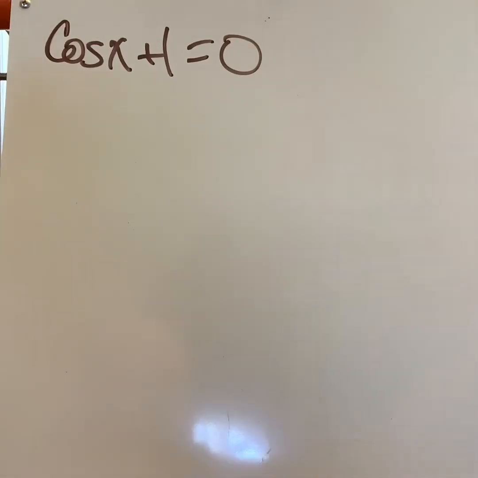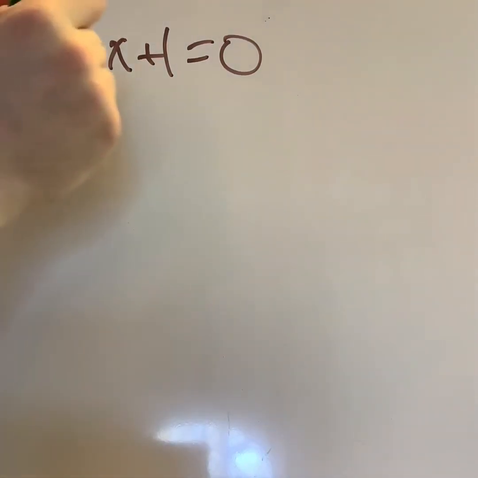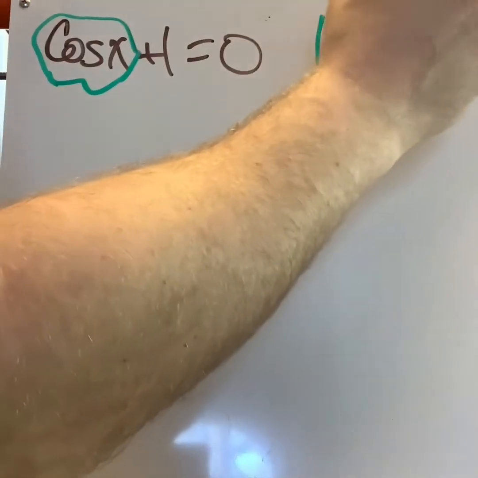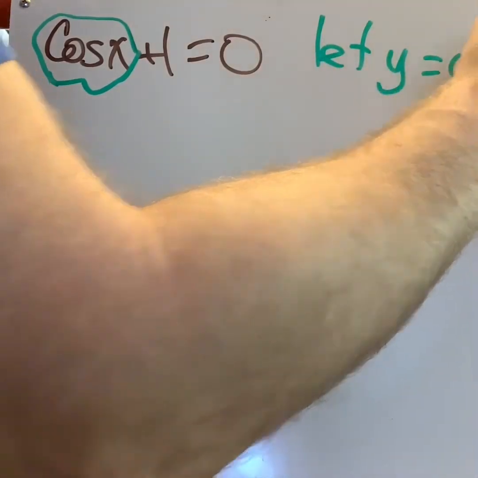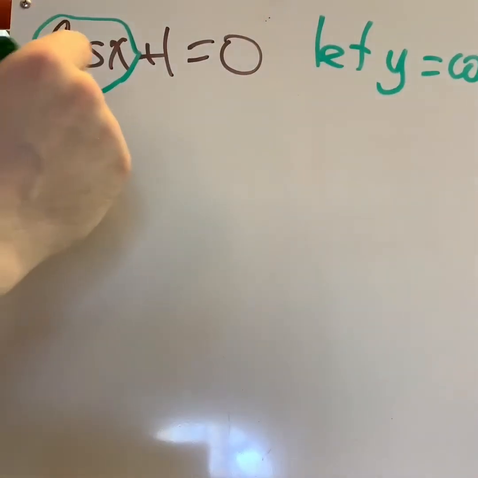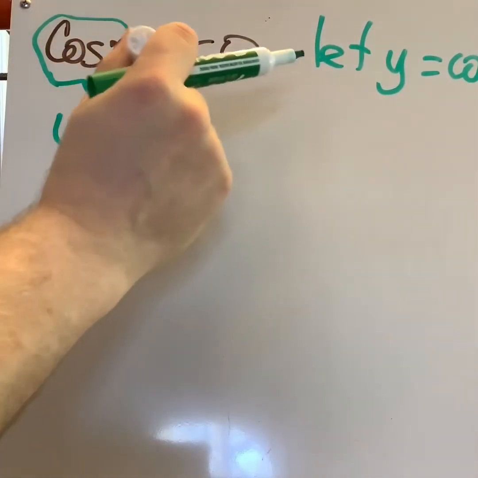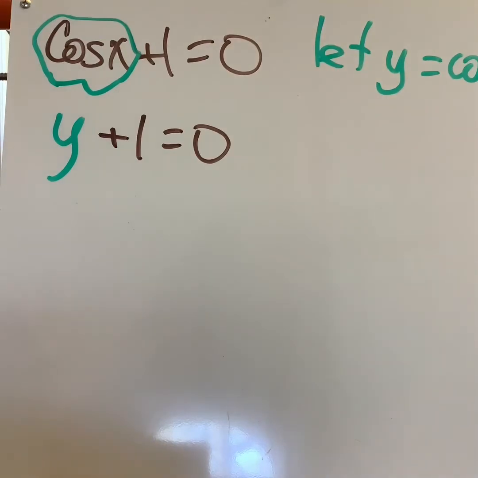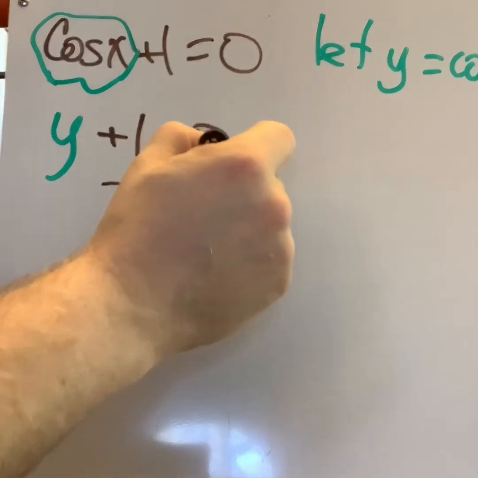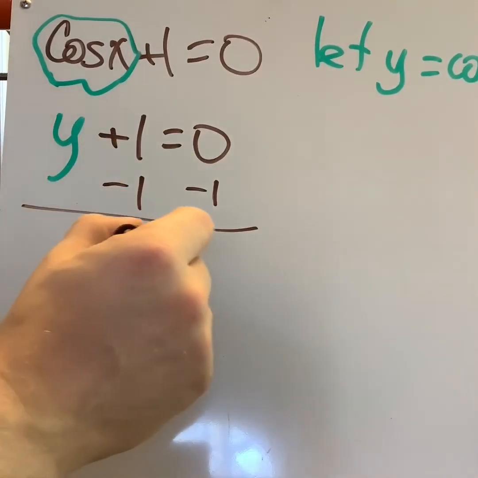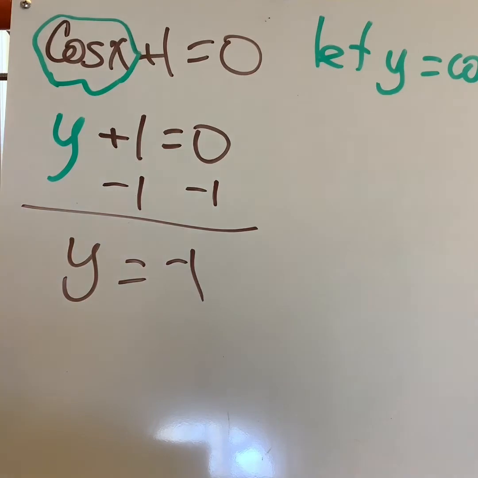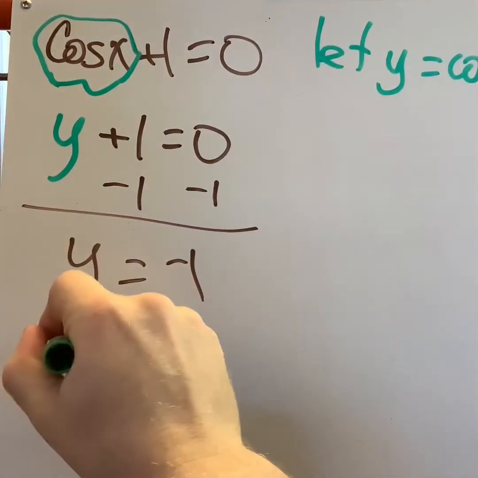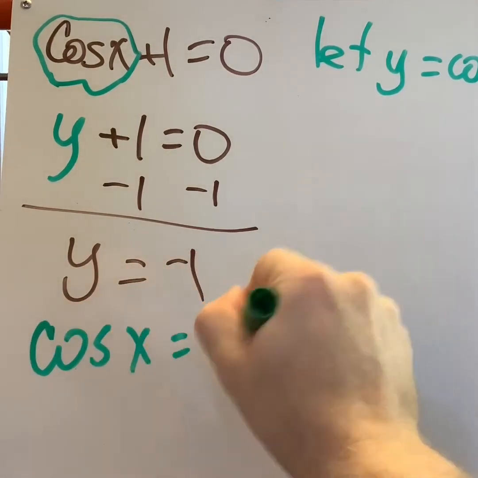All right, next up was cosine of x plus 1 equals 0. We let y equal cosine of x, and it just becomes y plus 1 equals 0. Then solve for y. We subtract 1 from each side, and we get y is equal to -1. So the cosine of x is equal to -1.